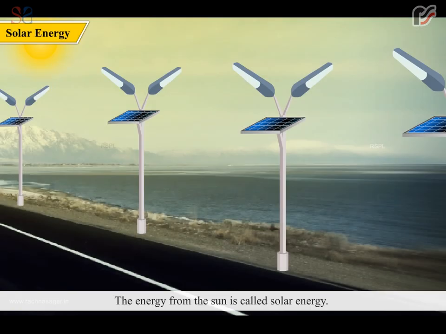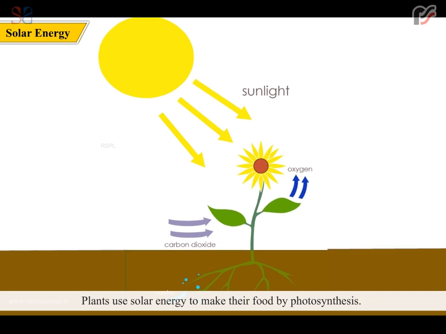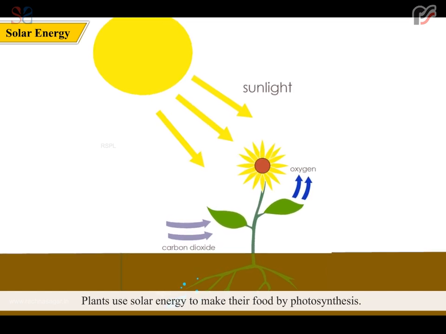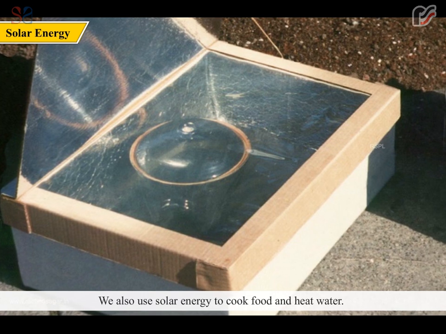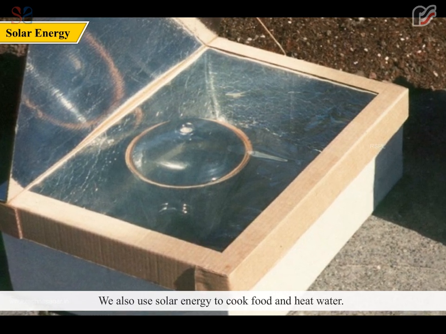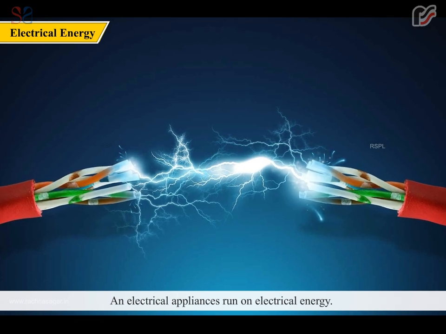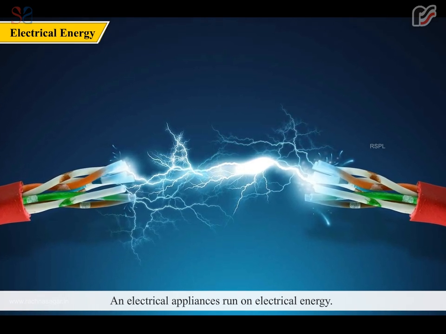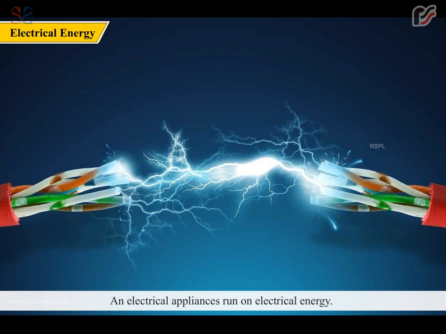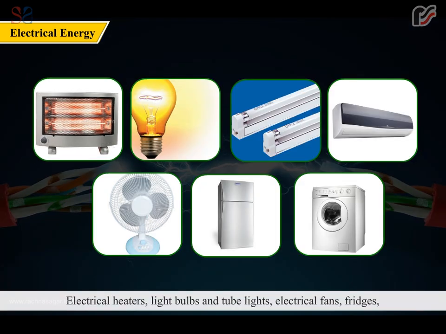Solar energy. The energy from the sun is called solar energy. Plants use solar energy to make their food by photosynthesis. We also use solar energy to cook food and heat water. Electrical energy. Electrical appliances run on electrical energy. Electrical heaters, light bulbs and tube lights, electrical fans, fridges, ACs and washing machines are some electrical appliances which use electricity.